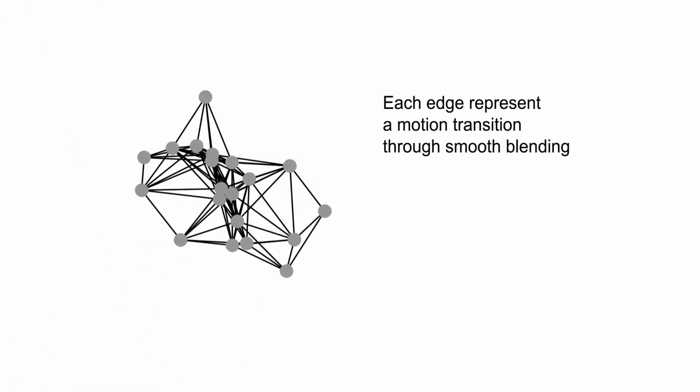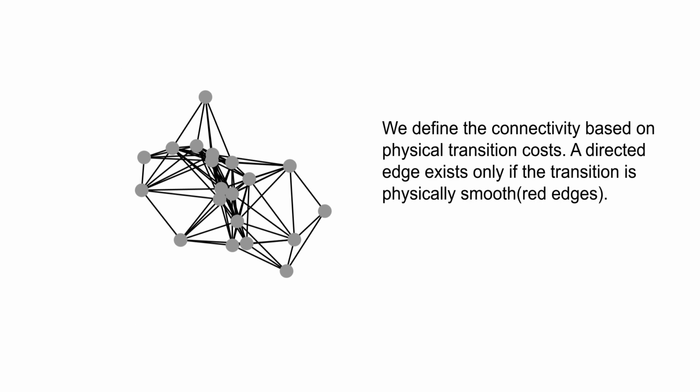We see a directed graph. Each node is an atomic action. Arrows show possible transitions. Not every pair is connected, edges have conditions. The text says, a directed edge exists only if the transition is physically smooth. The red edges mark these valid transitions. This ensures the output is a continuous, natural motion stream, not a random sequence. This is the key difference from naive frame-level search.